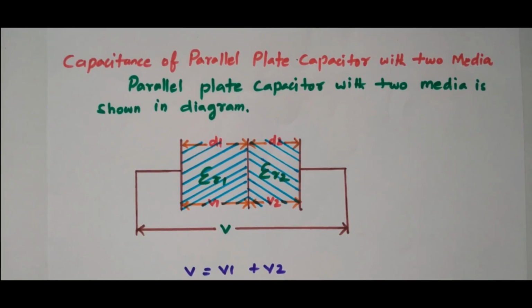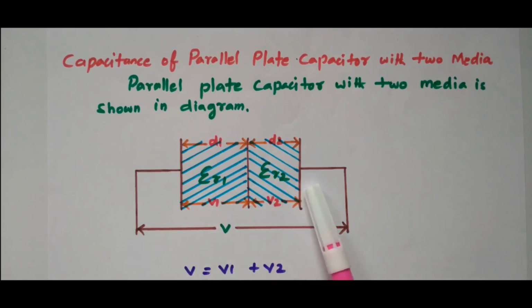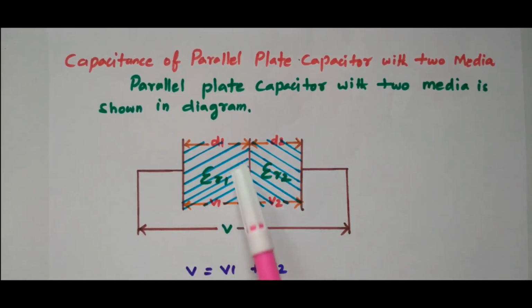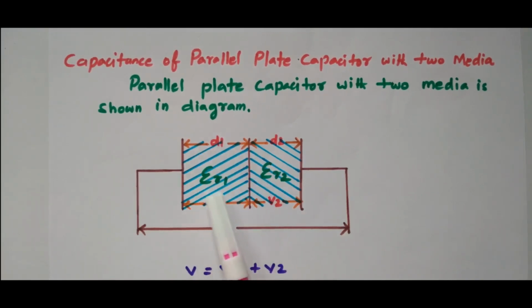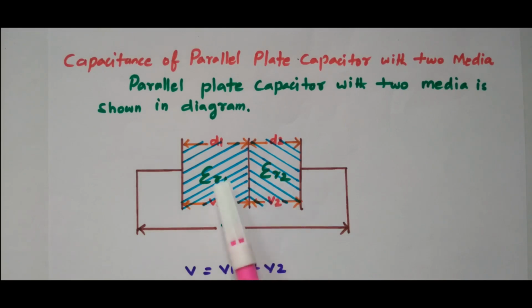Now we'll see the capacitance of a parallel plate capacitor with two media, that is, two dielectrics, right? Previously what we discussed was only one dielectric. So refer to this diagram. This is the parallel plate, two plates are available, and in between, the dielectric material is filled, but only half of the portion has dielectric epsilon r1. The first dielectric has epsilon r1, and we have another dielectric with epsilon r2. Two different dielectrics are available between these parallel plates.